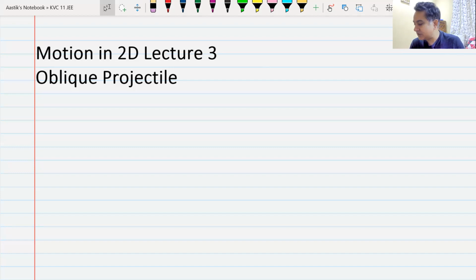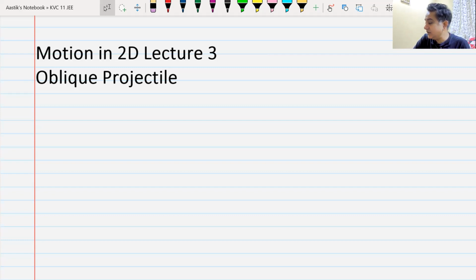We are at lecture number 3, and we are doing projectile motion, something known as the oblique projectile. I hope you now know what an oblique projectile is. When you throw any body not at 90 degrees, because at 90 degrees it just goes up and comes down, which is motion in 1D under gravity. If you throw it at any other angle, we call that projectile an oblique projectile.